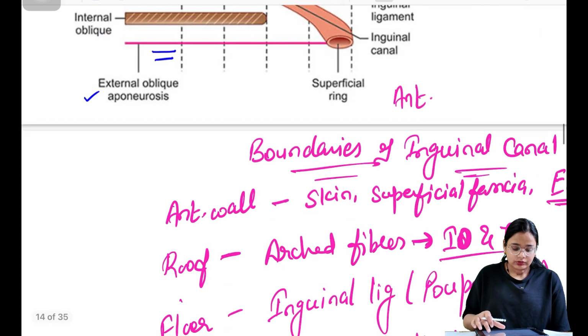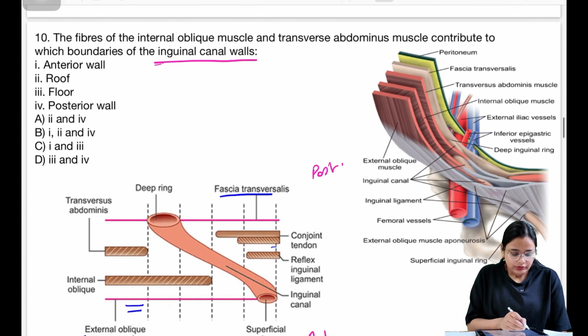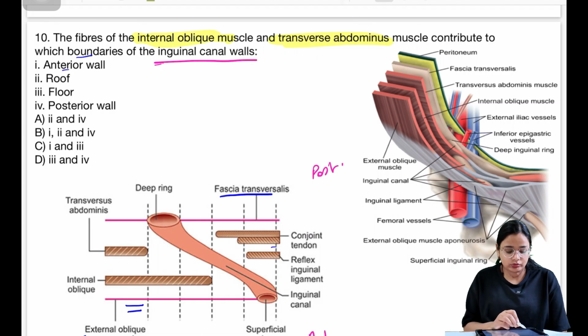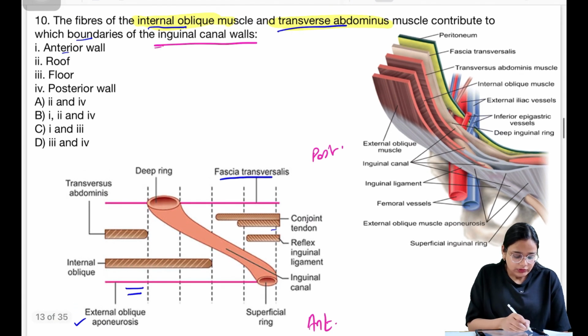Okay, so this is our inguinal canal. Now they have asked about the boundaries. Regarding the anterior wall, they have asked which boundaries of the inguinal canal the internal oblique muscle and transversus abdominis muscle contribute to. The internal oblique muscle and transversus abdominis muscle have a role in the roof and they have a role in the posterior wall.